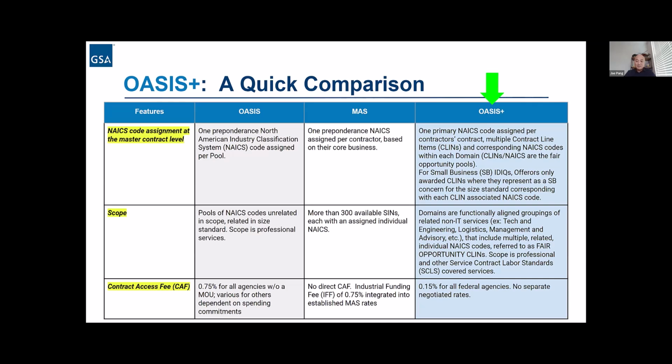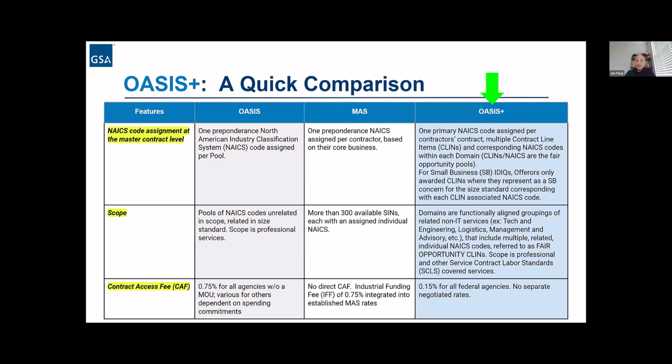Sometimes that core business may not have a similar special item number under the schedule program. With OASIS Plus, the system only allows us right now to assign one NAICS code per contract. However, we've structured the contract to have multiple CLINs. The scope aspect for OASIS was pools of NAICS related in size standard for professional services. MAS has more than 300 available SINs, as mentioned, with assigned individual NAICS.